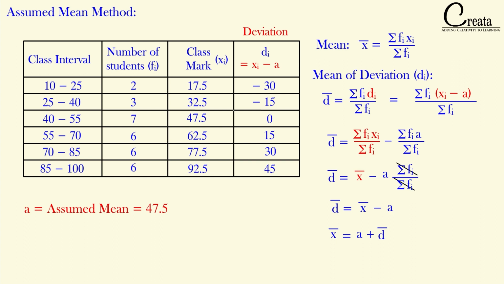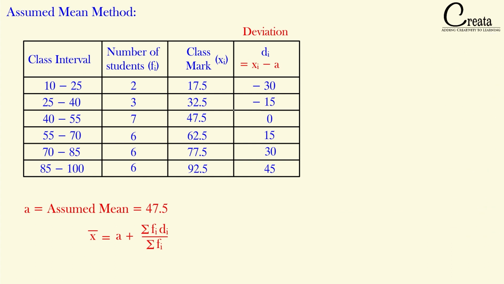And what is d bar? That is the mean of the deviation. So we got x bar is equal to a plus sum of fi di upon sum of fi. We have simply replaced d bar with the formula. So we got the formula of x bar, that is the mean of the observation, as a plus sum of fi into di upon sum of fi. This is the assumed mean method. Got it? Here we use the deviation, that is di, to find the mean of the observation.